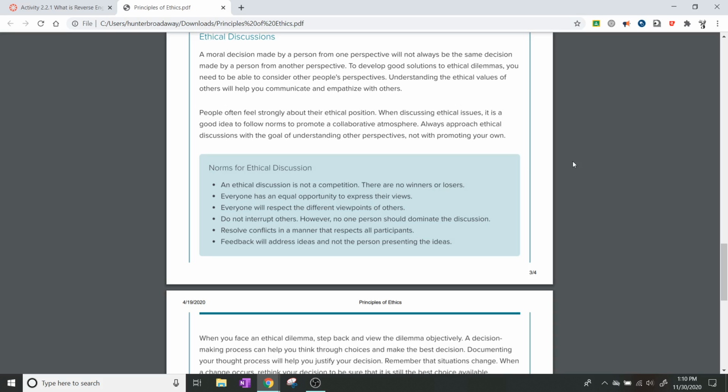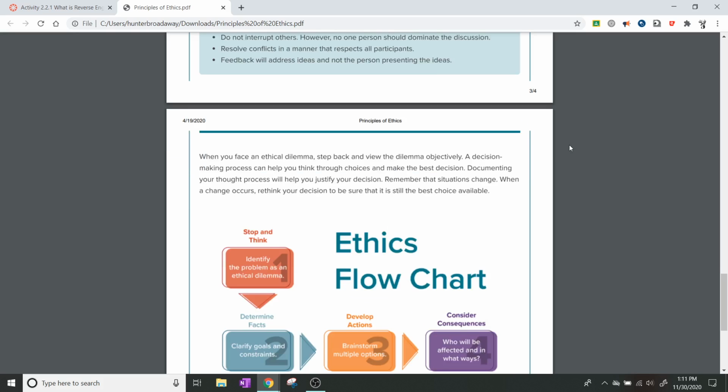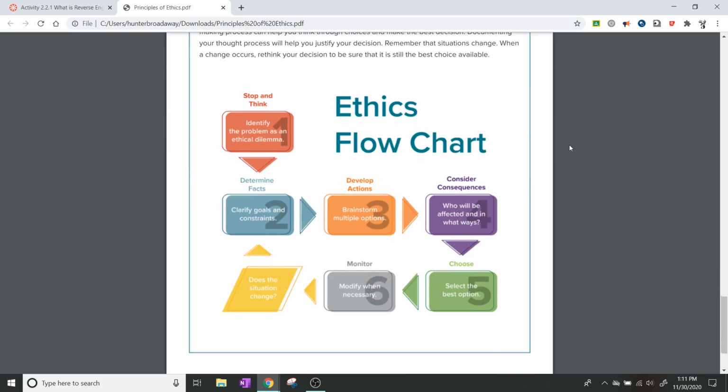Also important, these are just general good communication skills at this point. Don't interrupt others. Resolve conflicts in a manner that respects all the participants. Obviously, yelling is not the best idea. And feedback will address ideas and not the person presenting the ideas. So you're going to be focusing on the ideas and not on the person. Ideas are hard, people soft. Just because you don't agree with them doesn't mean that you have to bash them all the time.